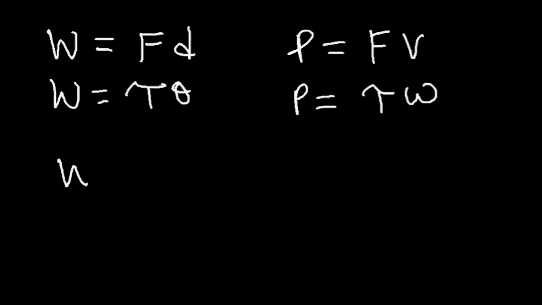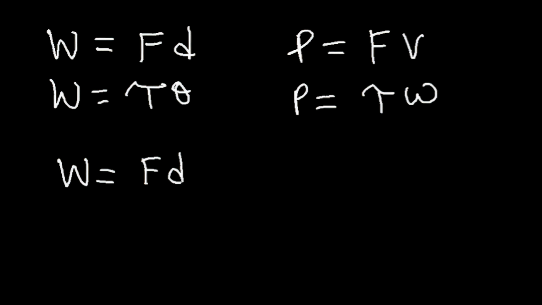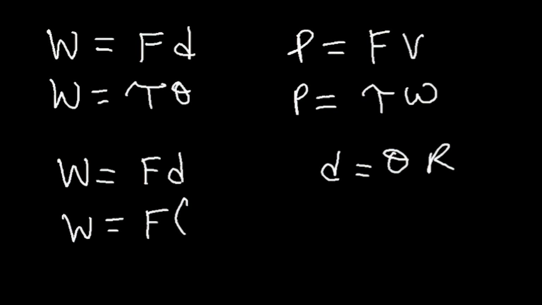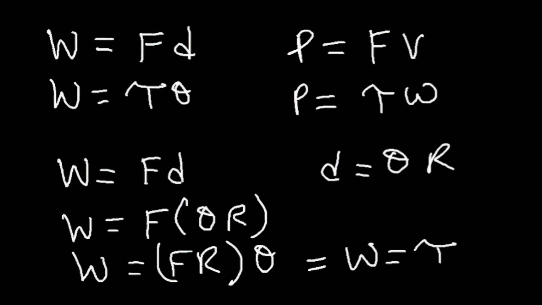So force and distance. Let's see if we can use this equation to get this equation. Now we know that distance is equal to theta times r. So if we replace distance or displacement with angular displacement times the radius, we know that F times r is equal to the torque. So work equals torque times theta.